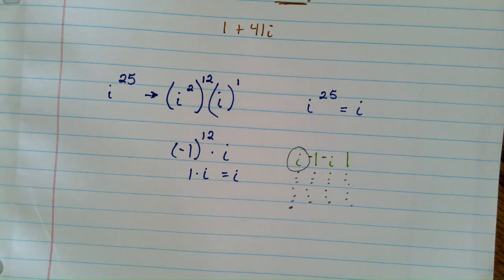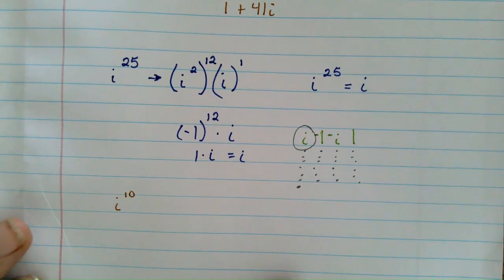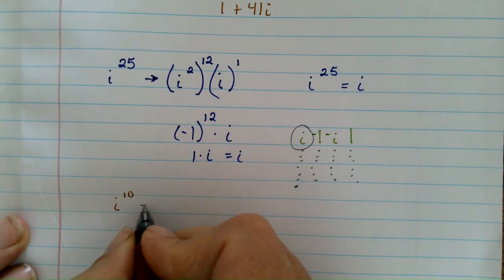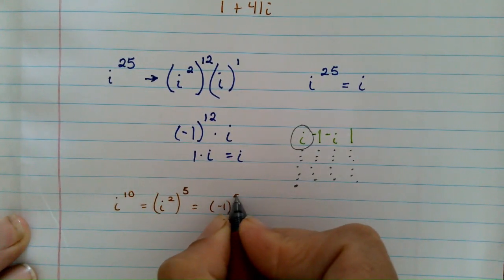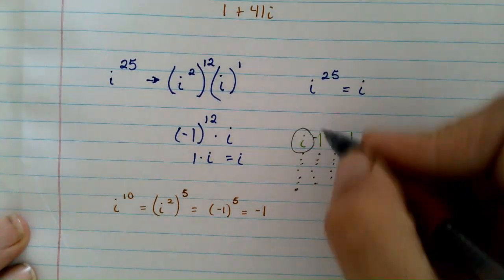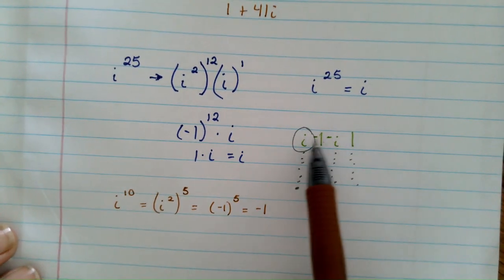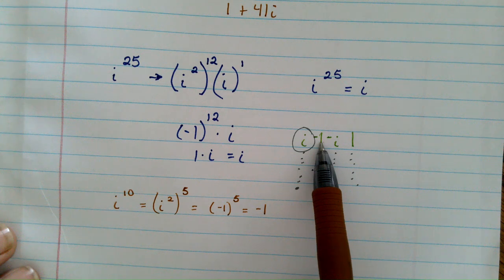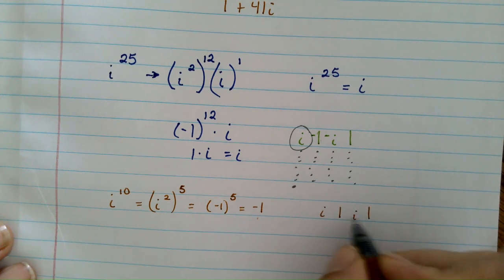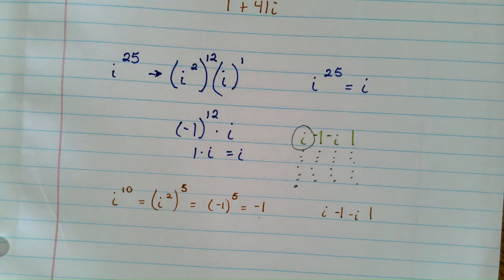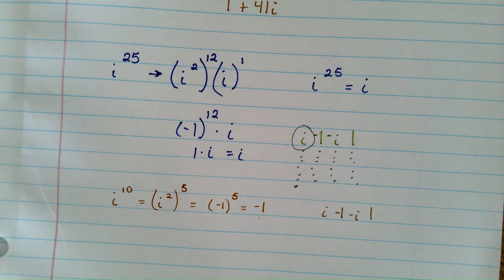Well, let's try that again. Let's do i to the 10th. Well, that's i squared 5 times, which is negative 1 to the 5th, which is negative 1. Or you could go, watch the pen carefully, 1, 2, 3, 4, 5, 6, 7, 8, 9, 10. Negative 1. So again, if you're doing the counting thing, it's i, 1, negatives in the middle. So any power of i can be reduced.